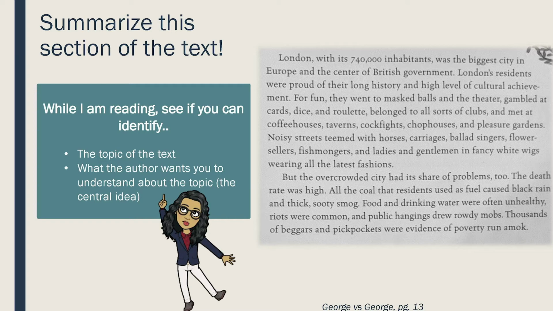Noisy streets teemed with horses, carriages, ballad singers, flower sellers, fishmongers, and ladies and gentlemen in fancy white wigs wearing all the latest fashion. But the overcrowded city had its share of problems too. The death rate was high. All the coal that residents used as fuel caused black rain and thick, sooty smog. Food and drinking water were often unhealthy, riots were common, and public hangings drew rowdy mobs. Thousands of beggars and pickpockets were evidence of poverty run amok.